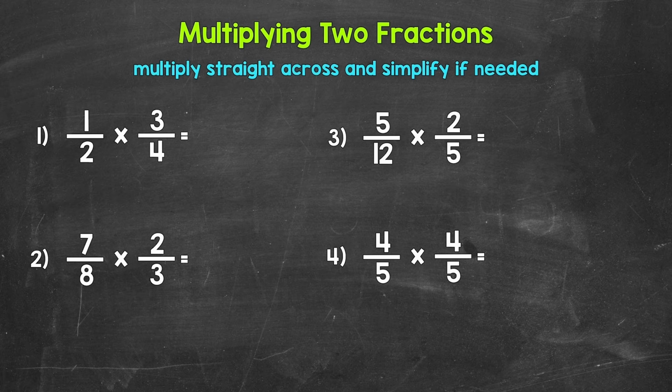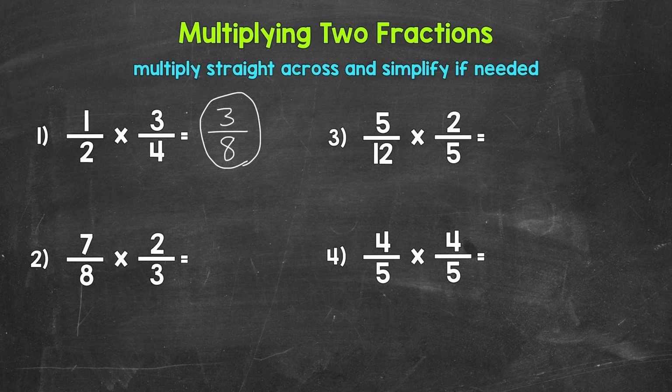So for number 1, let's start by multiplying the numerators. 1 times 3 gives us 3. Now for the denominators, 2 times 4 gives us 8. That gives us our answer, 3/8. Now the only common factor between 3 and 8 is 1, so this is in simplest form. We are done here. Our final answer, 3/8.